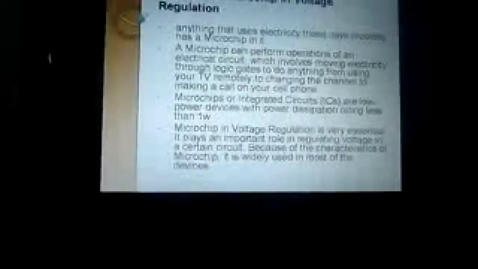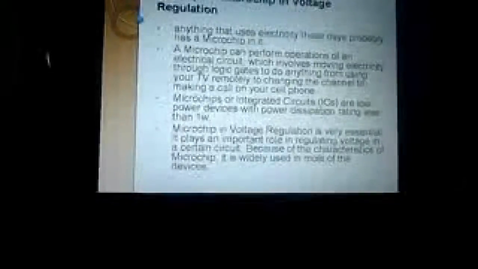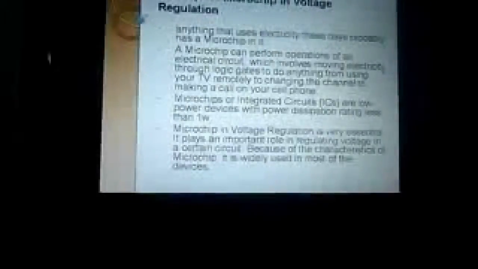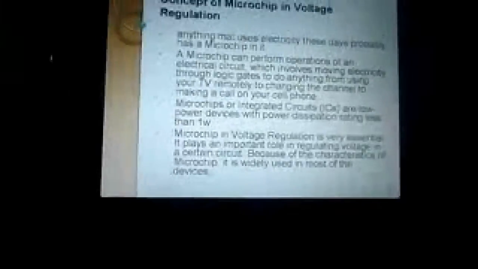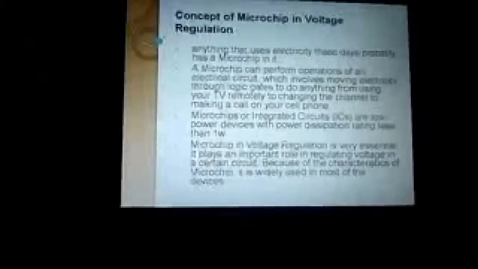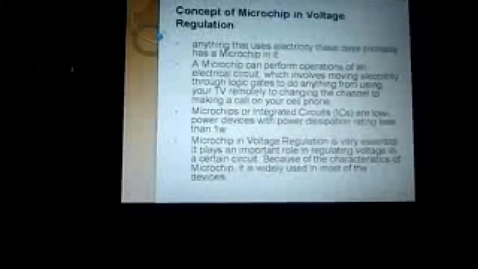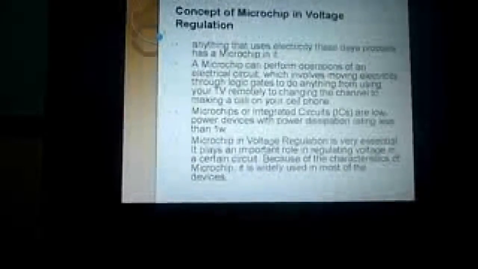Microchips, or integrated circuits, or ICs, are low-powered devices with a power dissipation rating of less than 1 watt. Microchip in voltage regulation is very essential. It plays an important role in regulating voltage in a certain circuit. Because of the characteristics of the microchip, it is widely used in most devices.